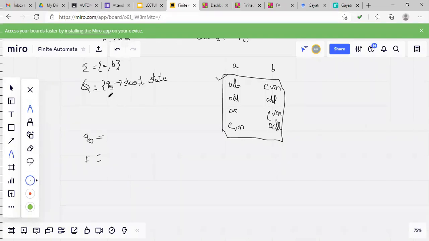I'll write here Q0. I'll take Q0 as odd A, odd B. You can take any order. There is no hard and fast rule that you have to take this first, this second, this third, and this fourth. You can take this first, second, third, fourth, anything. Q0 doesn't have to be this one, there's nothing like that.